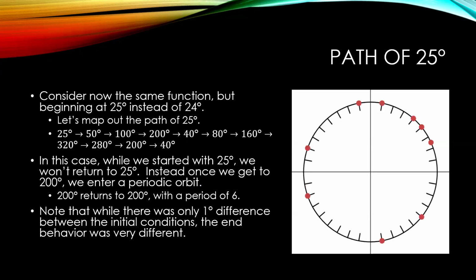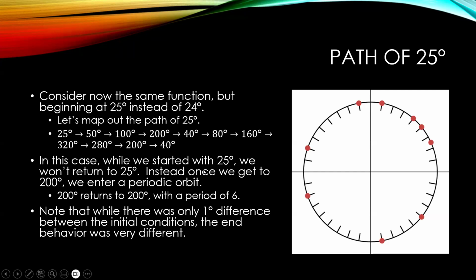What happens at 25? And so we did 24. How is it different if we start at 25? Well, here's the orbit for it. So if we start at 25, we go to 50, then 100, then 200. 200 leads to 40, which leads to 80, and 160, 320, 280. 280 goes to 200, which then goes to 40. Well, note, we've already had 40. We've repeated, or we've gone back to a previous angle.